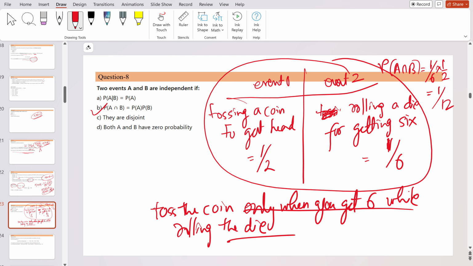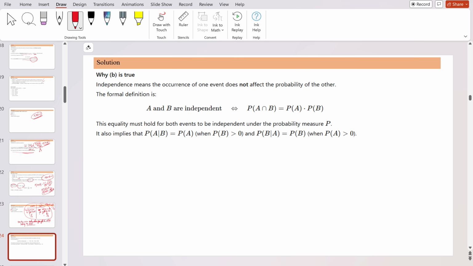If you see the answer also, independence means the occurrence of one event does not affect the probability of the other. So the formal definition is that A and B are independent if the probability of A intersection B is equal to probability of A multiplied by probability of B. And this equality must hold for both events to be independent under the probability measure P.